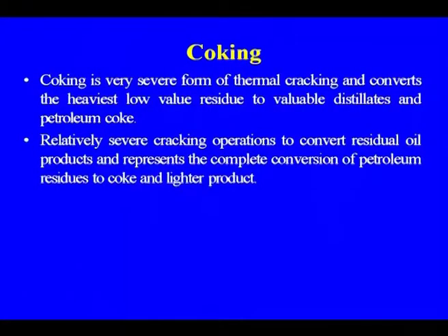Another process which we are using for the processing of the heavy residue is the coking process. Coking is a very severe form of thermal cracking and converts the heaviest low value residue to valuable distillates and petroleum coke. So, this is the process where we are getting petroleum coke, which I also discussed while discussing the raw material and the gasification part.